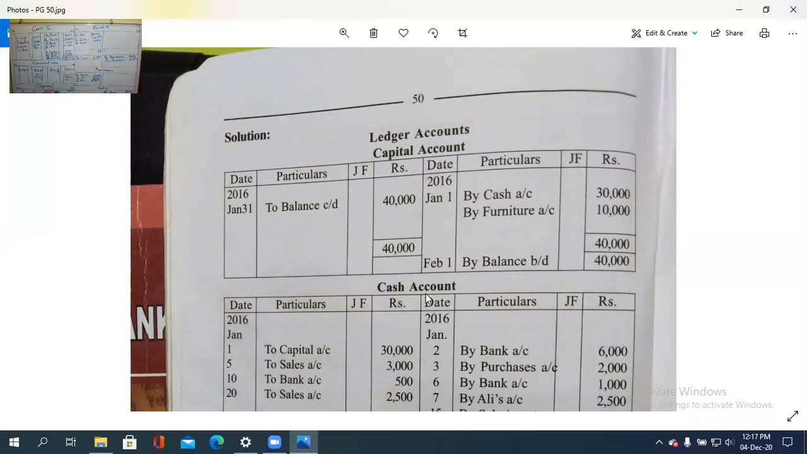Due to the shortage of space on the board, whatever space I have, I am putting that one. So 40,000, 30 plus 10, 40. That is to be brought down later. See, everywhere there is balance carried down and brought down, and then the bank.